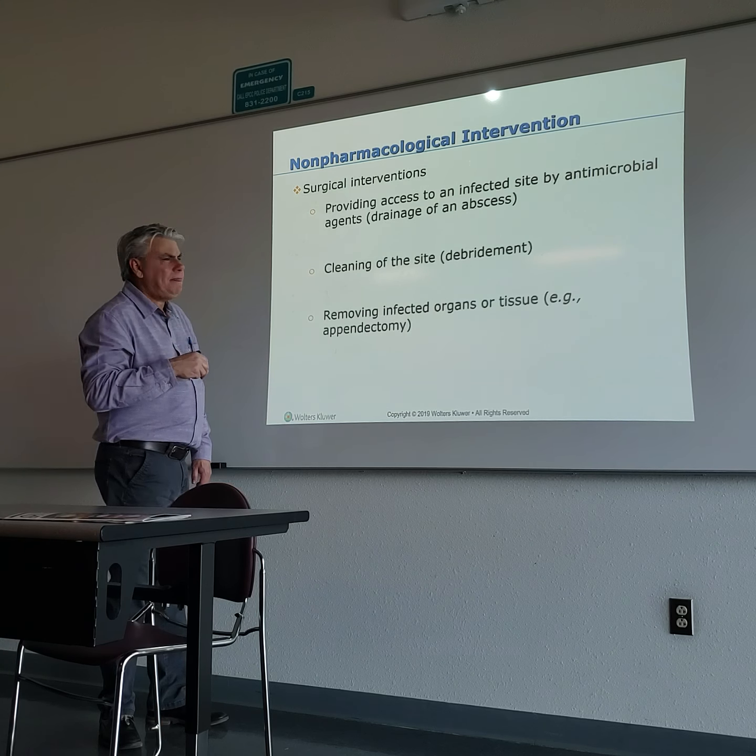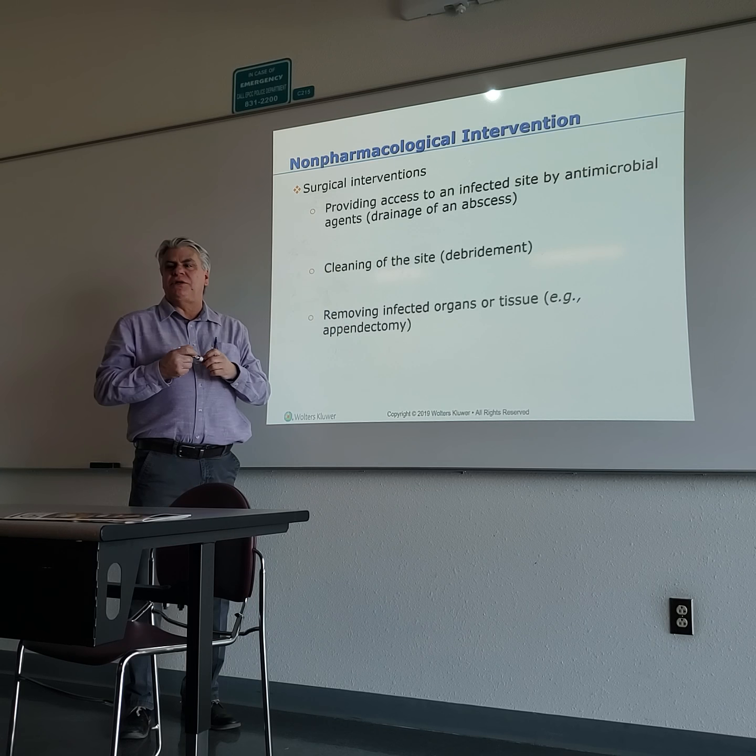What is pus, by the way? Dead white blood cells and the thing it killed, bacteria. It's mainly the dead white blood cells, usually macrophages, that phagocytose and kill everything else and then die. So you drain it out, you get rid of the pus, you get rid of the inflammation, you get rid of any leftover bacteria, you clean it out.